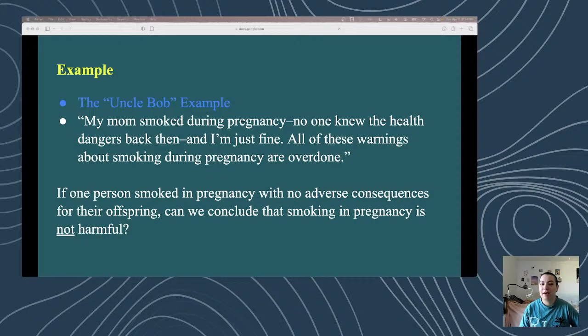Do you think we have enough evidence to say then that smoking does not cause negative pregnancy-related outcomes? If one person smoked in pregnancy with no adverse consequences for their offspring, can we conclude that smoking in pregnancy is not harmful? This is just to get your gears turning about exactly how much evidence we need and the quality of that evidence to really feel like something is a cause of something.